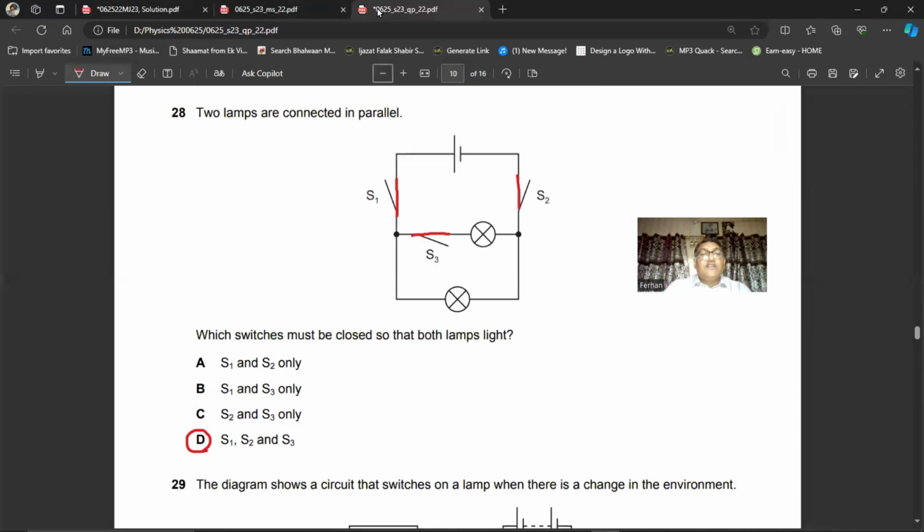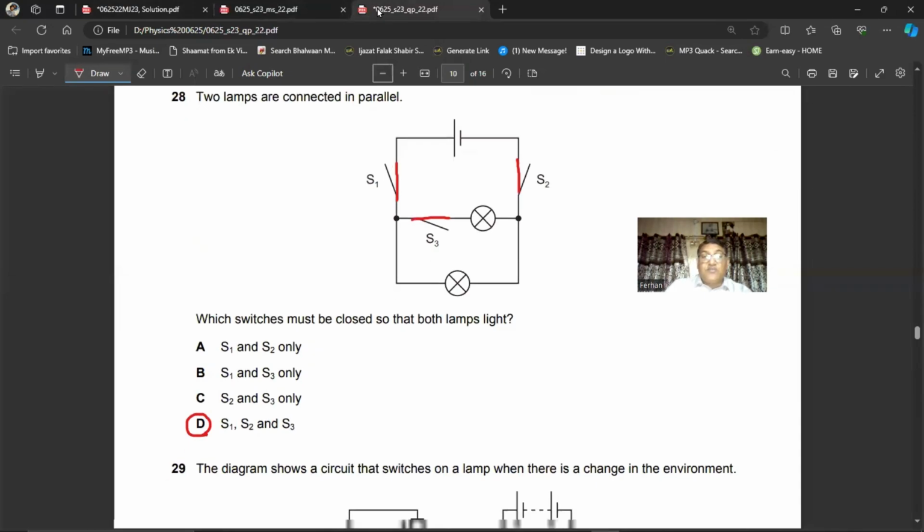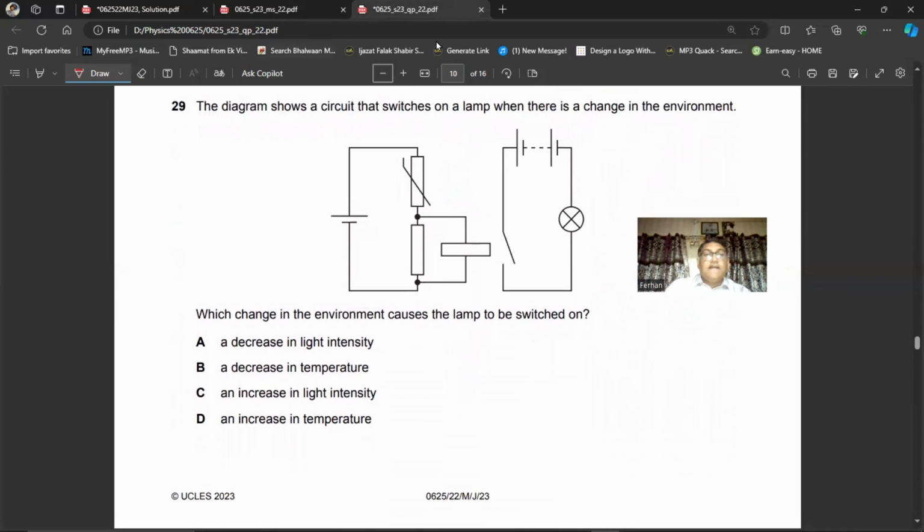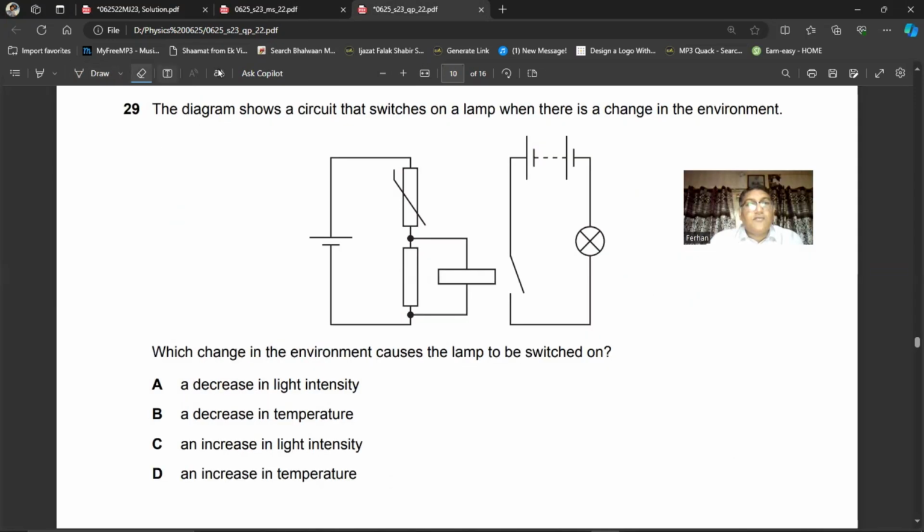Okay. So now we are going to the next part. That is question number 29. So once again, I am on question number 29. He says the diagram shows a circuit that switches on a lamp when there is a change in the environment.